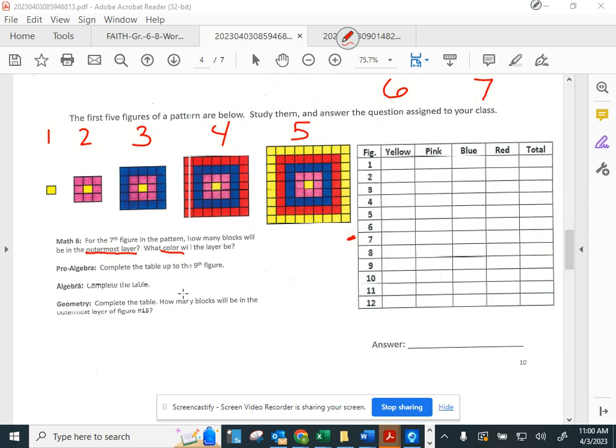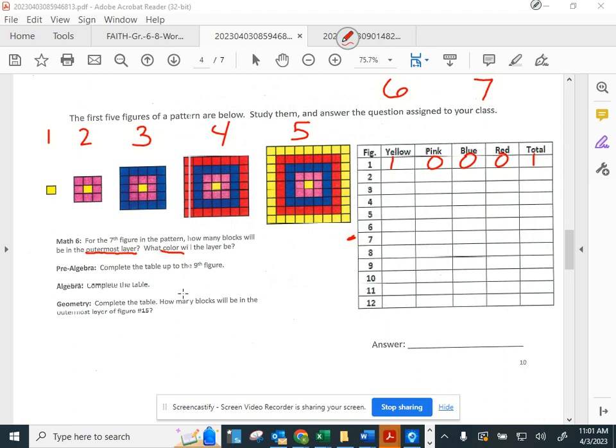Then I went through and I filled in from the figures that they gave me. And when you're doing the pattern blocks, you're always looking for patterns. So let's see if we can find any patterns. How many yellows are in the first figure? 1. How many pinks? 0. How many blues? 0. How many reds? 0. Yeah, total is 1. Okay, so let's look at figure 2.